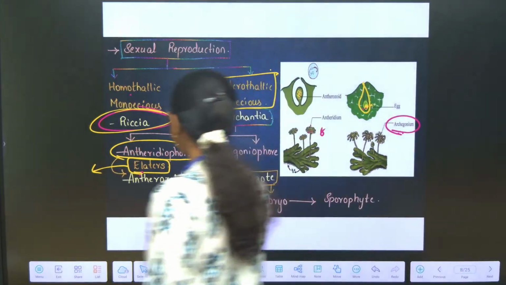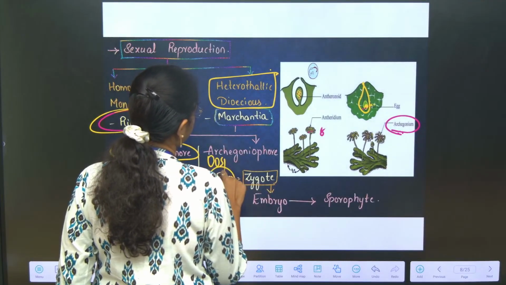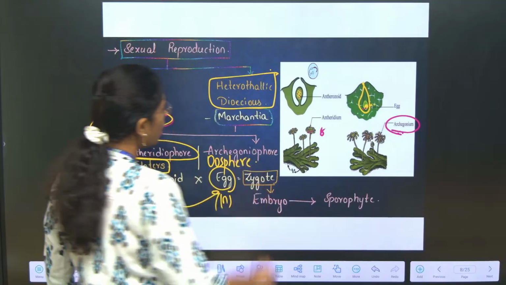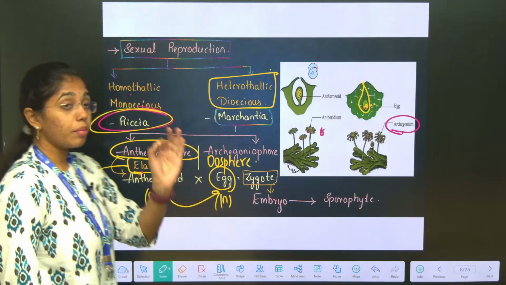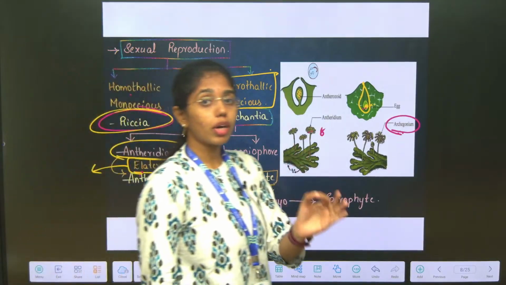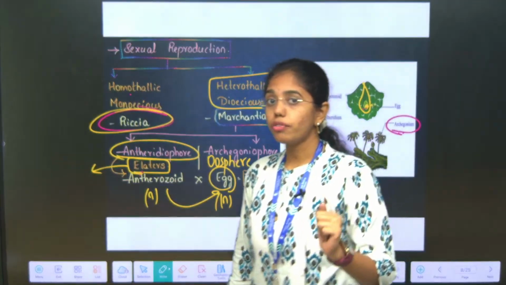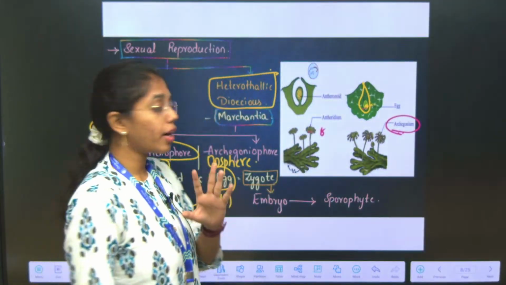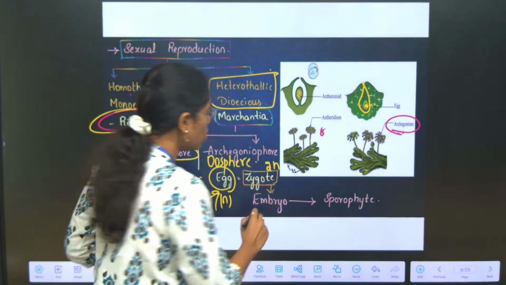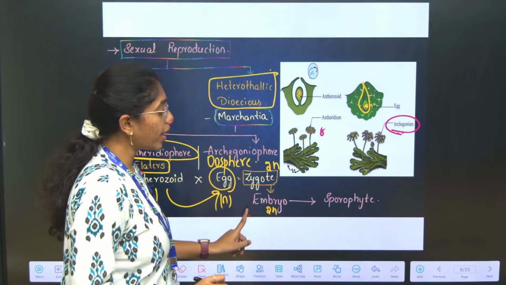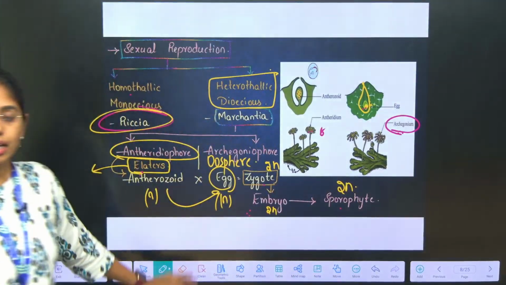So here the haploid antherozoid will fertilize the haploid egg or oosphere. Egg is also termed as what? Oosphere, and forms the product. What is the product of fertilization? Remember the terms carefully. Site or location of fertilization and product of fertilization is very important. Site of fertilization is archegonium and product of fertilization is zygote. Zygote is diploid. This matures to a diploid embryo and the diploid embryo matures to a diploid sporophyte. Clear, right? Clear till here?